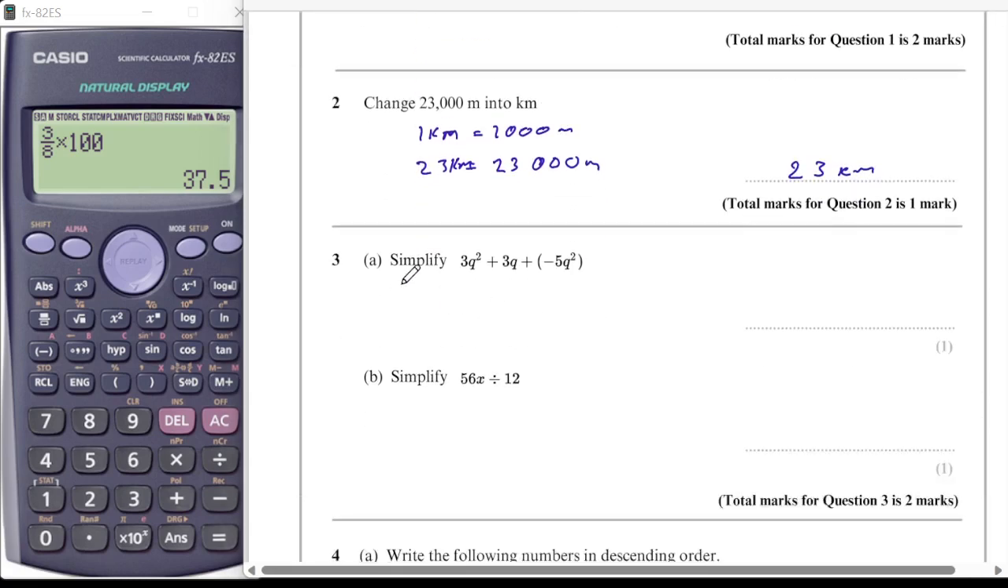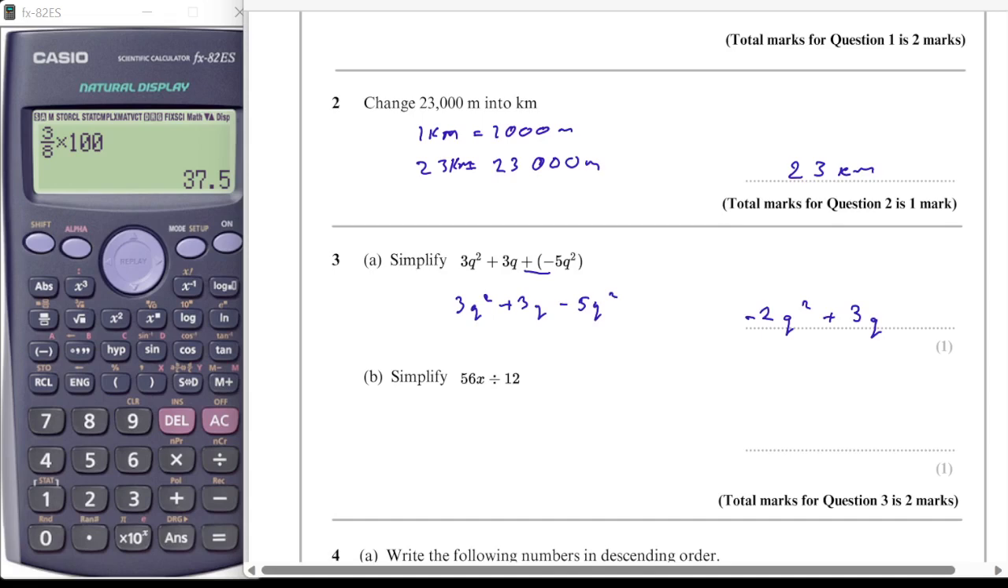Right, question 3. So first of all, we're simplifying. We've got 3q squared plus 3q plus negative 5q squared. So I'm going to rewrite that, replacing those two symbols with a negative symbol. So 3q squared plus 3q minus 5q squared. I'm going to write these in size order, although there's nothing wrong with you not writing it. So I'm going to write my q squareds first, even though it's negative. So 3 take away 5 is going to be minus 2q squared plus 3q. And there's nothing wrong with writing it as the q first, so 3q minus 2q squared.